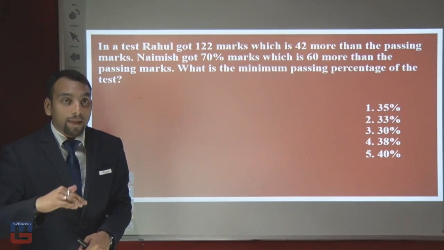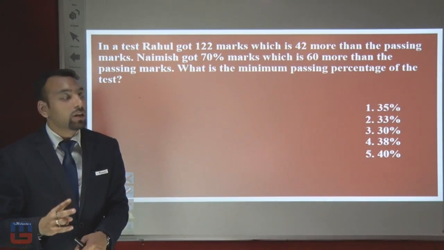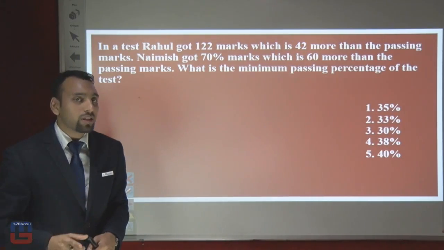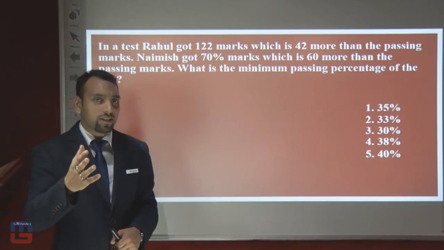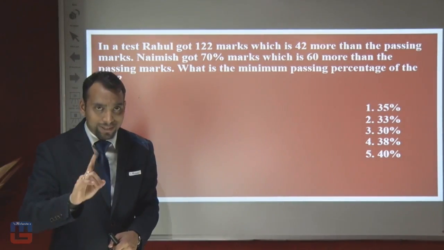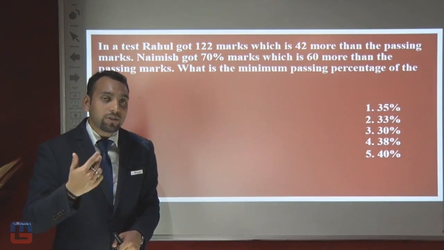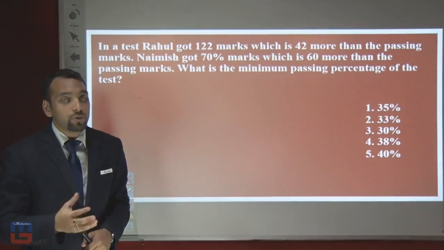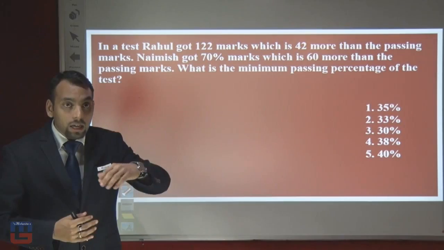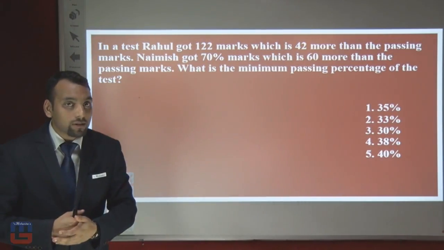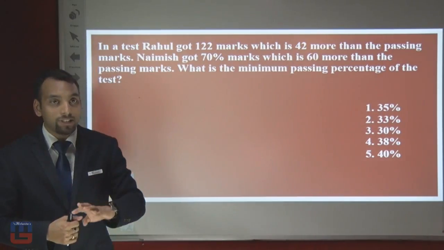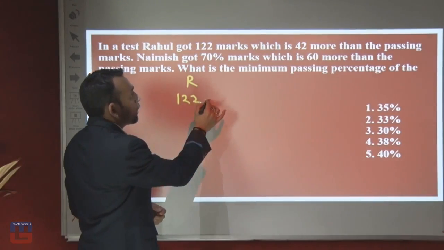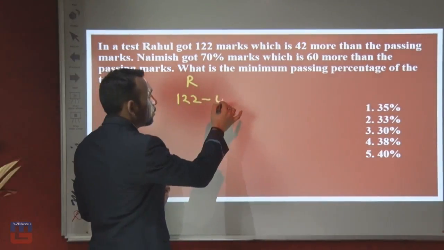The question is saying, in a test Rahul got 122 marks, which is 42 marks more than the passing mark. As you all know, I have discussed many times in the essay discussion as well: if you get a question from percentage, don't assume x, assume 100, because if you assume 100%, things are very easy to do. Rahul got 122 marks, which is 42 more than the passing marks, so for the passing marks we do 122 minus 42.